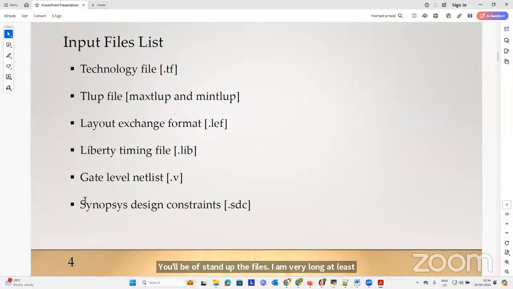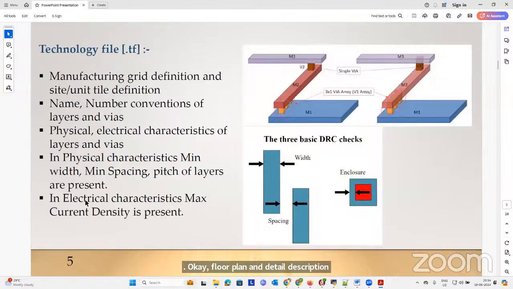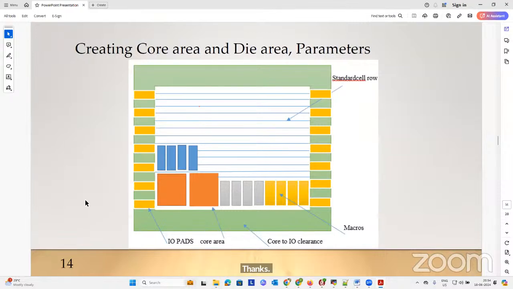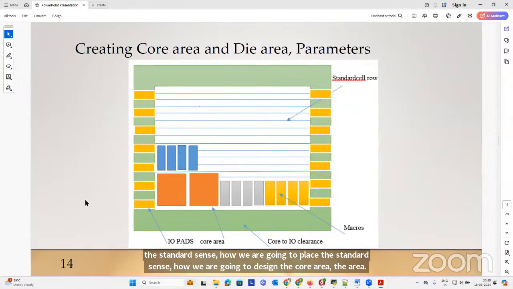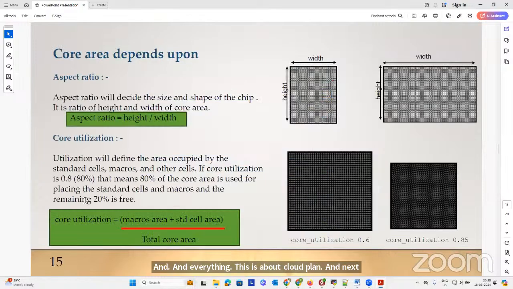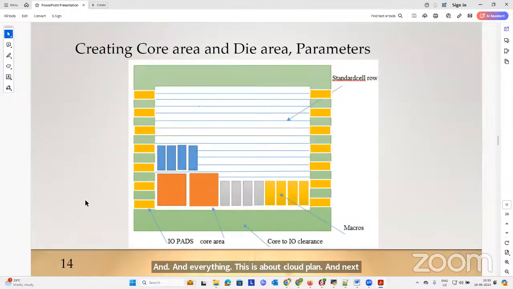And the detailed description, the inside of each and every file, what information it has, and what is floor plan, and how we are going to design the floor plan for a block level design of a chip, how we are going to assign IOs, how we are going to place the standard cells, how we are going to design the core area, die area, and standard cell rows and everything. This is about floor plan. And the next slide is related to the mathematical calculations, how we are going to decide the core area or die area.